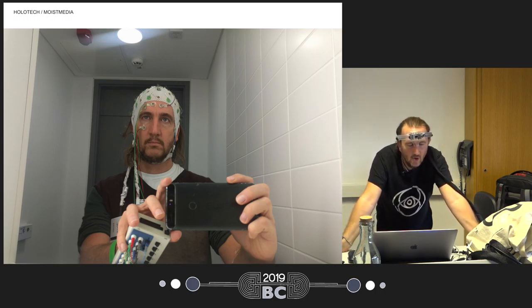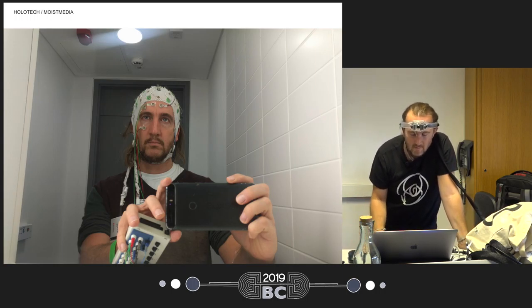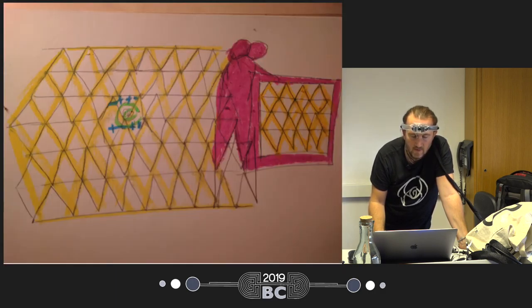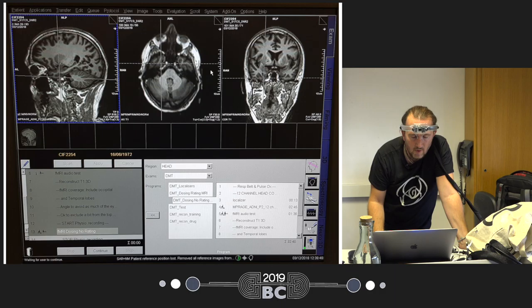So on to the next section, Holotech Moist Media. I was very lucky to be involved in the DMT trial with Chris at Imperial. This was the drawing that I made after my first EEG phase of the trial. And this is my brain on DMT. This is me before the infusion. This is me afterwards.